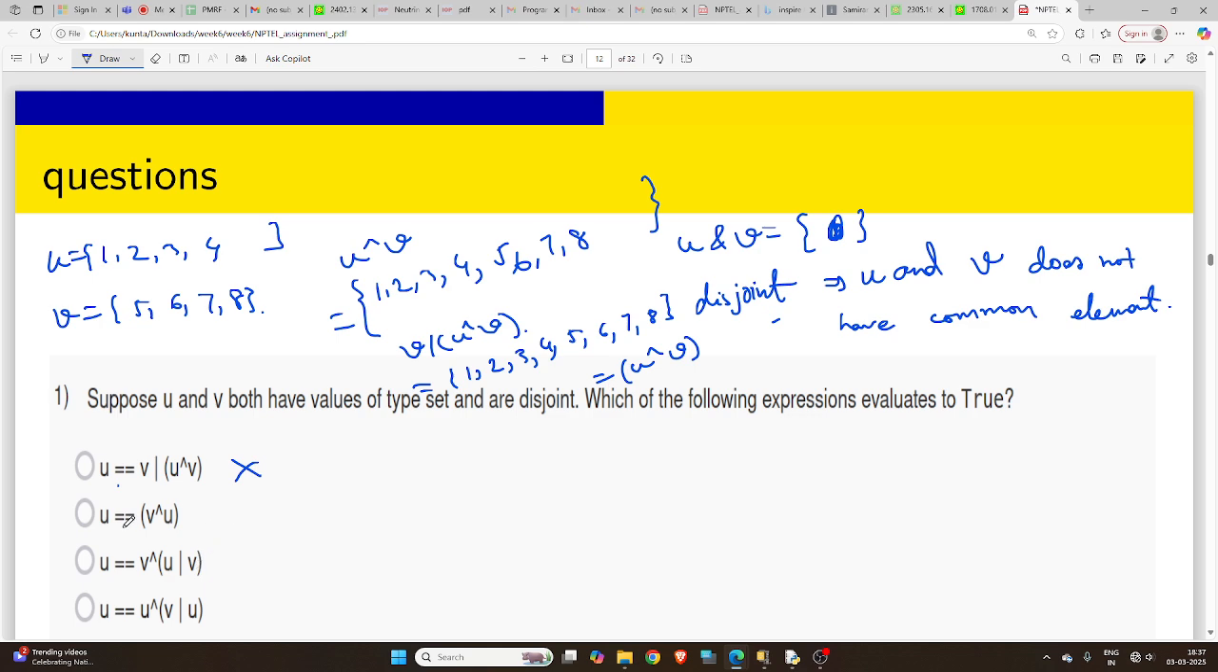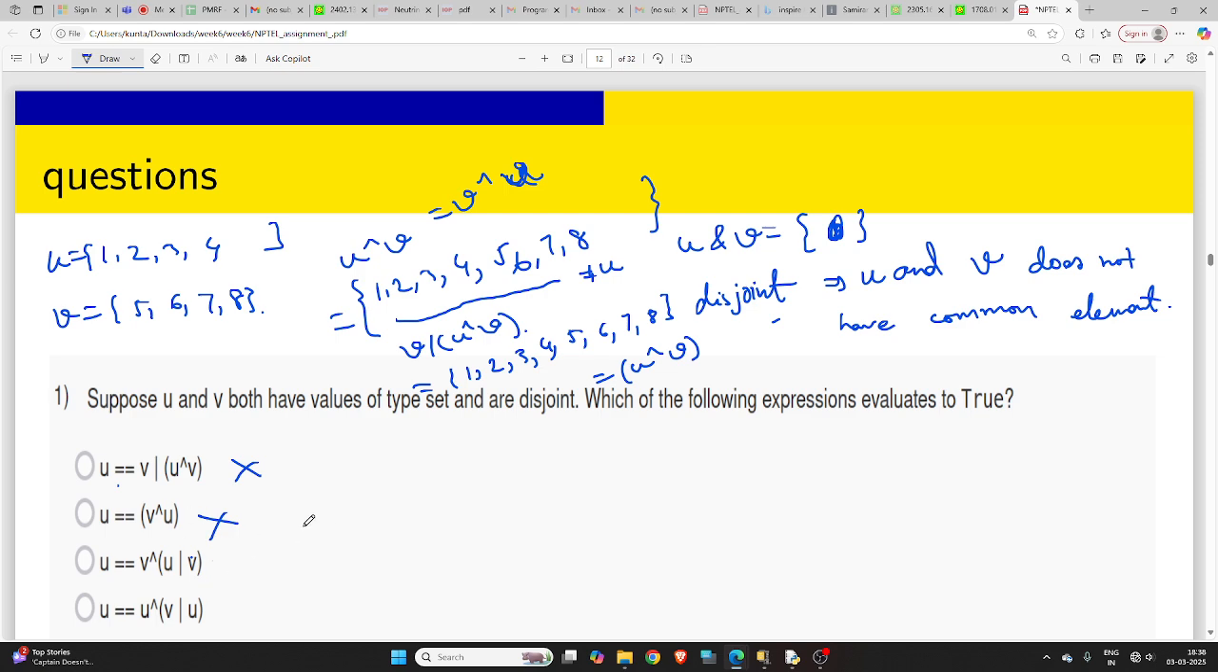Okay, now coming to u is equal to v to the power u. I mean v to the power u means v and u exclusive or. So what is v and u exclusive or? V and u exclusive or is exactly the same as u and v exclusive or for this case. Okay. So if it is true, then you can see that we already have the v and u exclusive or, which is not equal to u, because in U, 1, 2, 3, 4 is only there, but here the other things are also there, so this is not equal to U. So this is also not correct.